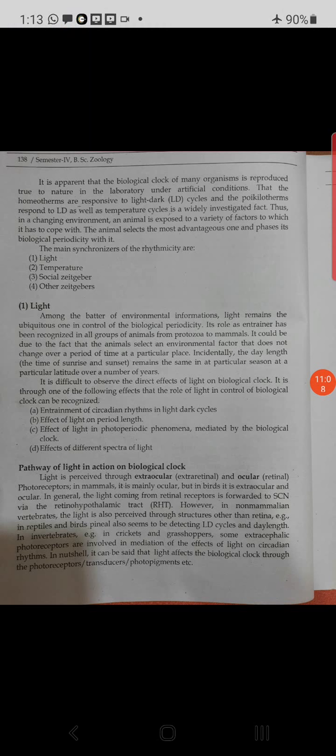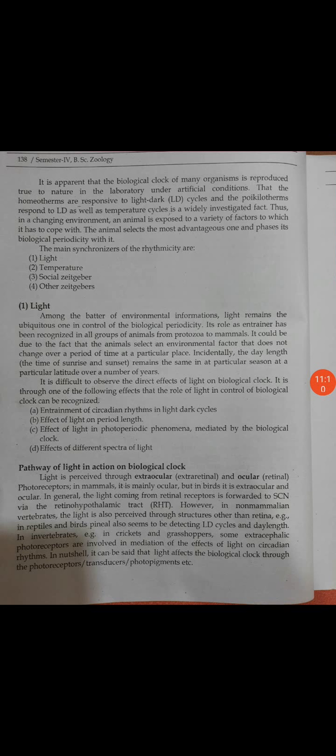So we know the sunflower. The sunflower faces east when the sun is in the east. So it moves where the sun moves. So this is the effect of light on the biological clock.